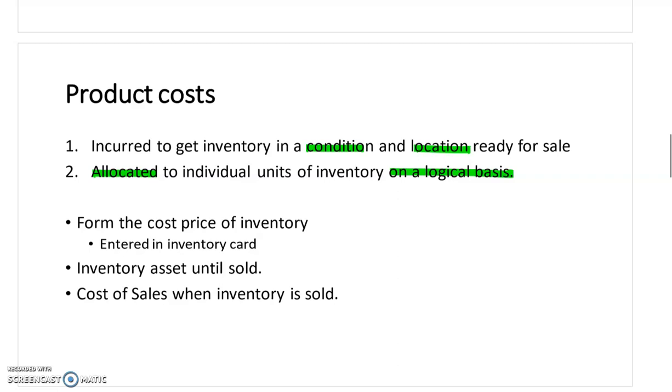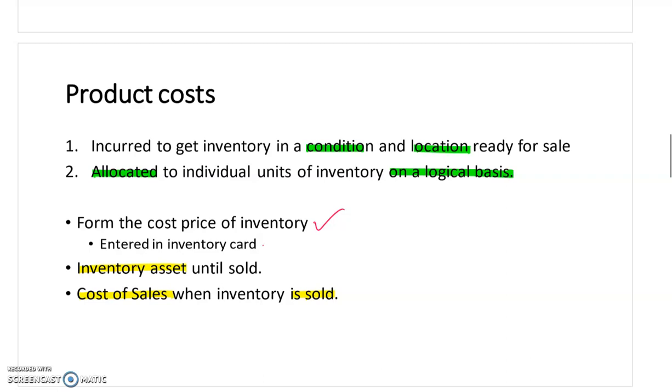So with your product costs, they are going to form the cost price of the inventory. So it's going to be entered into your inventory card. They will remain an asset, so they'll be part of the inventory asset until the sale occurs, and then it becomes a cost of sales expense when the sale happens.